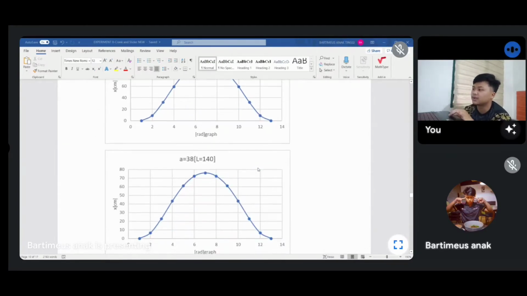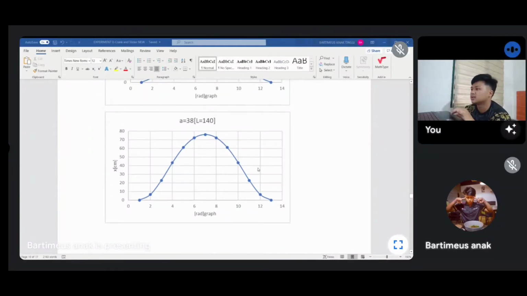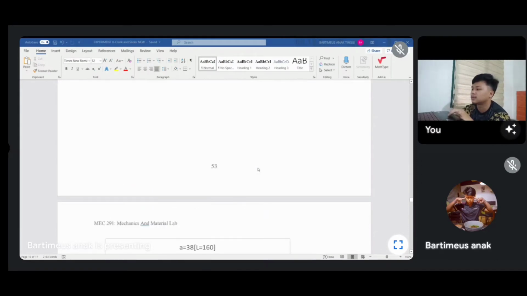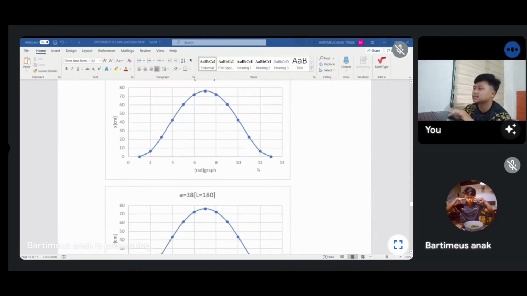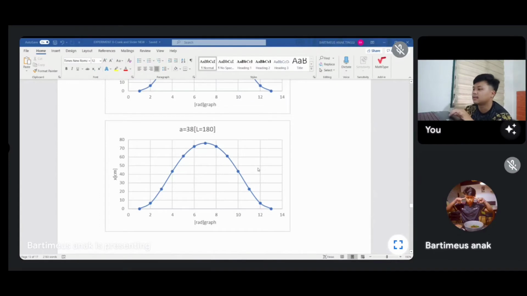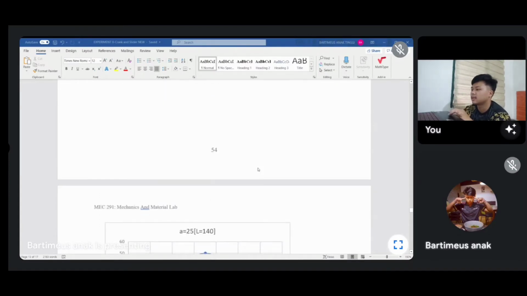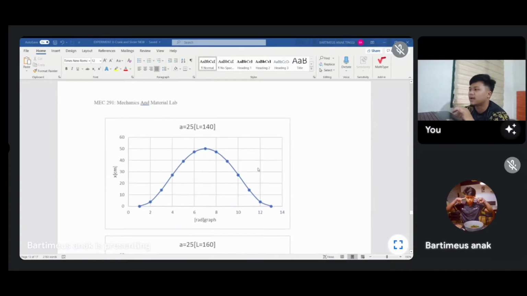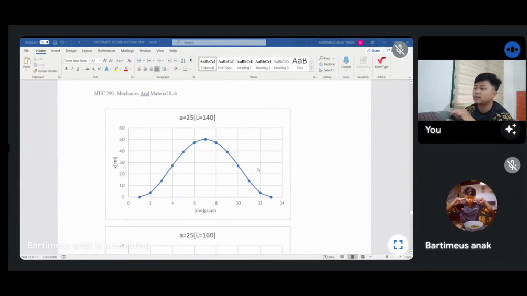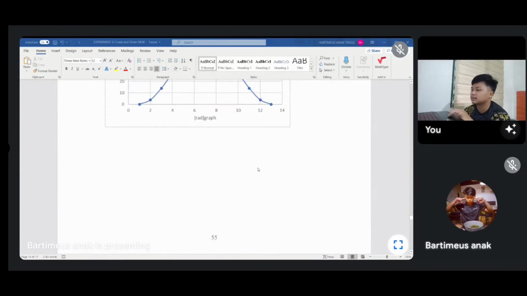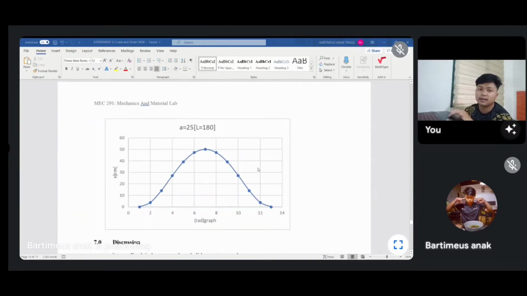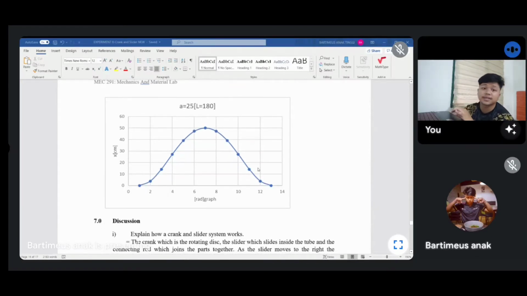So next we go to the 38. This is the graph for the length 140, this is for the 160, and this is for 180. Next we go to 25. This is the length for 140, 160, and then 180.